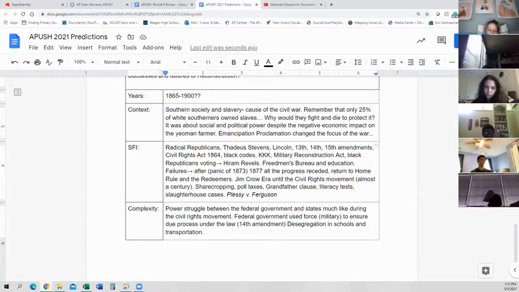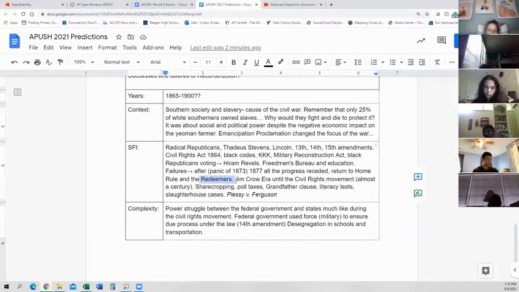You have the Wilmington race riot, where you have actual coups that overthrow democratically elected Black Republican county seats and town councils, like all those things. They're called the Redeemers, that they were going to redeem the South. They're going to take back that power.